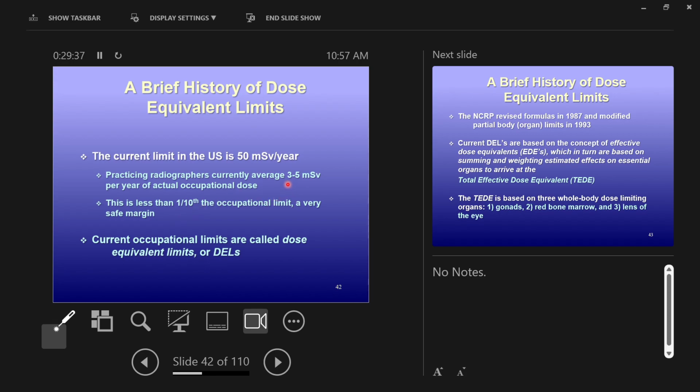We're doing a safe job because the amount we receive is so low. Why is it low? Because we've learned a bunch about minimizing time, maximizing distance, maximizing shielding. Our structural shielding in our rooms is just fantastic nowadays. We have our primary walls and secondary barriers, like our control booth, that keep us safe during exposures. This is why our exposures are so low.